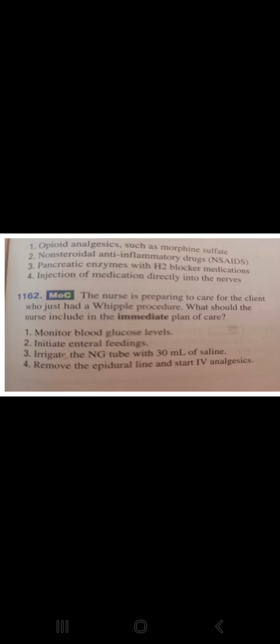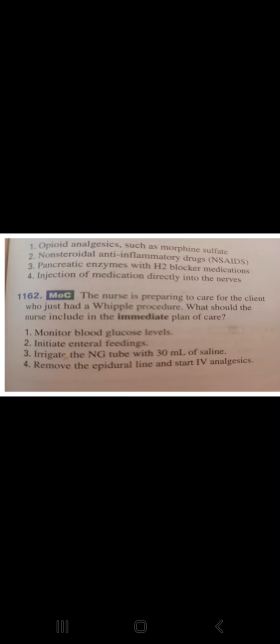The nurse is preparing to care for the client who just had a Whipple procedure. Whipple is the removal of your biliary area. It's a very major surgery. Okay, what should the nurse include in the immediate plan of care? So they're removing the top part of the pancreas, the gallbladder, and the distal bile duct. So what should the nurse include in the immediate plan of care?